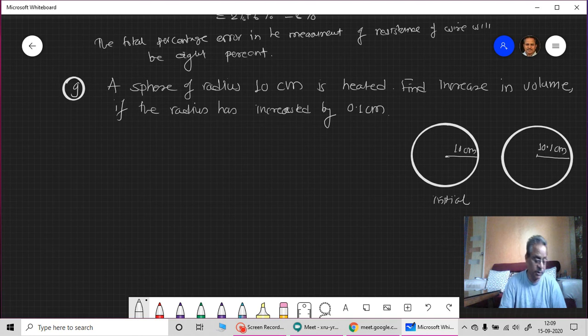So we have been given the situation wherein first the radius was 10 centimeters, and when it is heated I get this type of new sphere, which is having this radius, that is 10.1 centimeters. So what is V1 and what is V2? We have to show V2 is more than V1 and by what percent? That is what we have to calculate here.